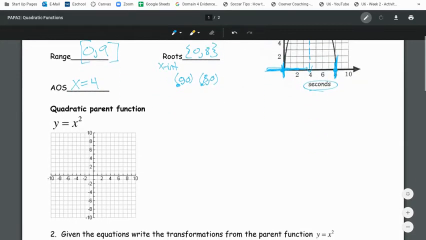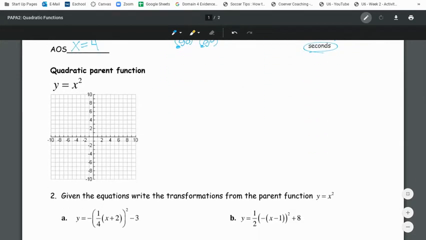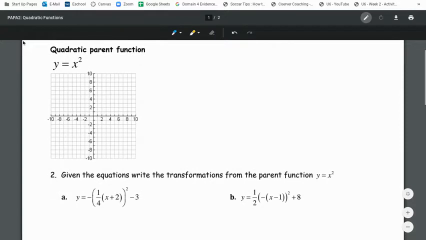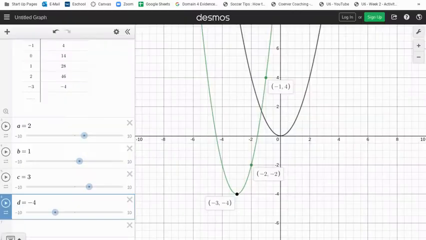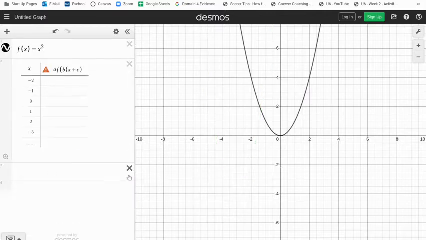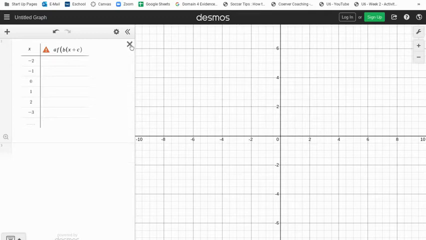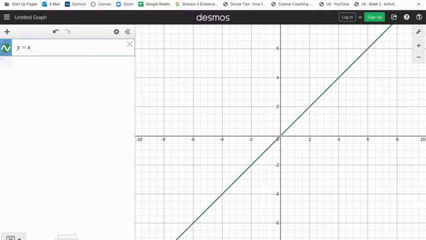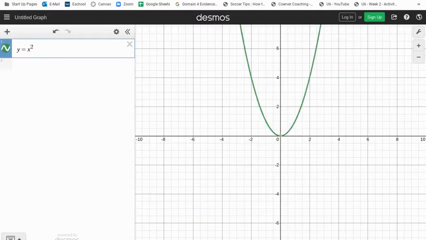So now that brings us to our quadratic parent function. Okay, our quadratic parent function. So here's our parent function. This is something you need to memorize. This is where all equations come from with a quadratic. So all I need to do is go to Desmos, and I can enter in that equation. Y equals x squared. Okay, and there is my graph.